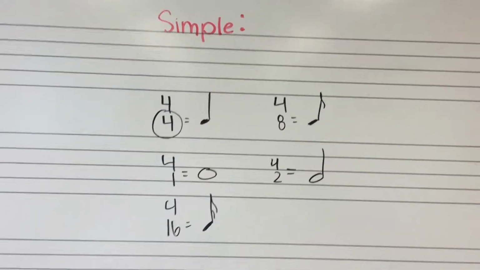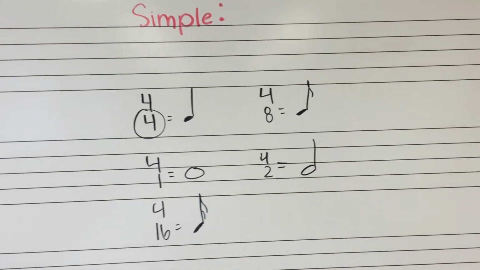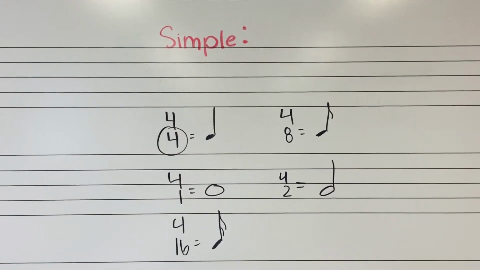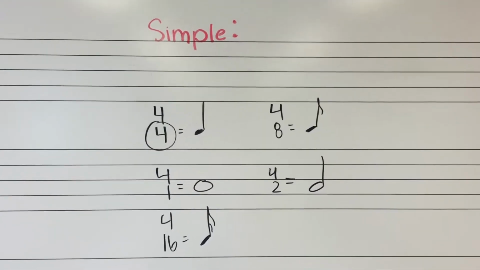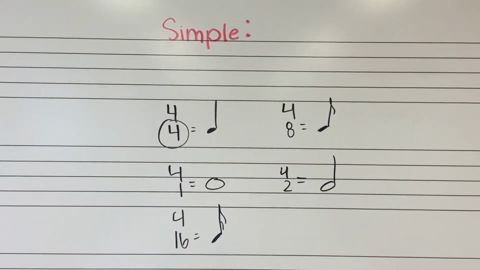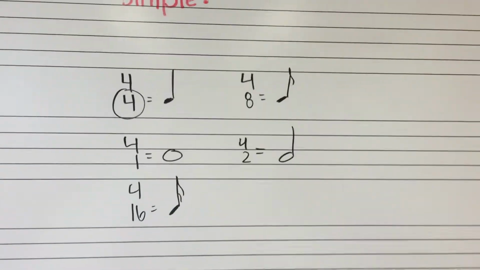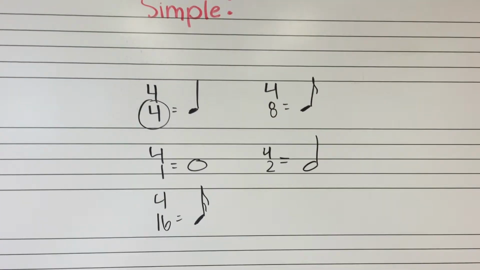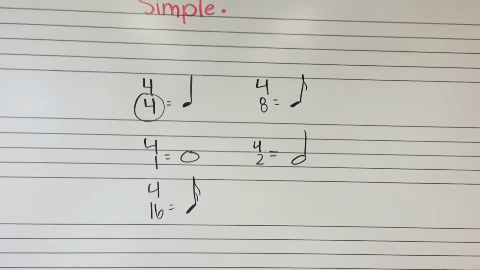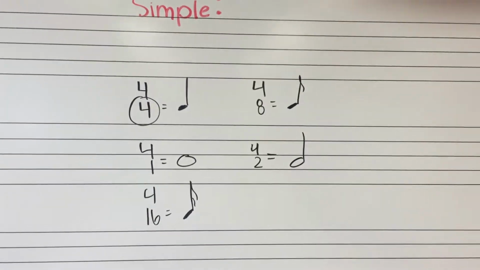Now comes the tricky stuff. Identifying the beat unit. So we talked about how many beats per measure, but what type of note gets the beat? In simple time, the beat unit is given to you directly by the bottom number. So if there's a 4 on the bottom, then it's going to be quarter notes. If there's an 8, an eighth note; a 1, a whole note; 2, a half note; and 16, a 16th note.